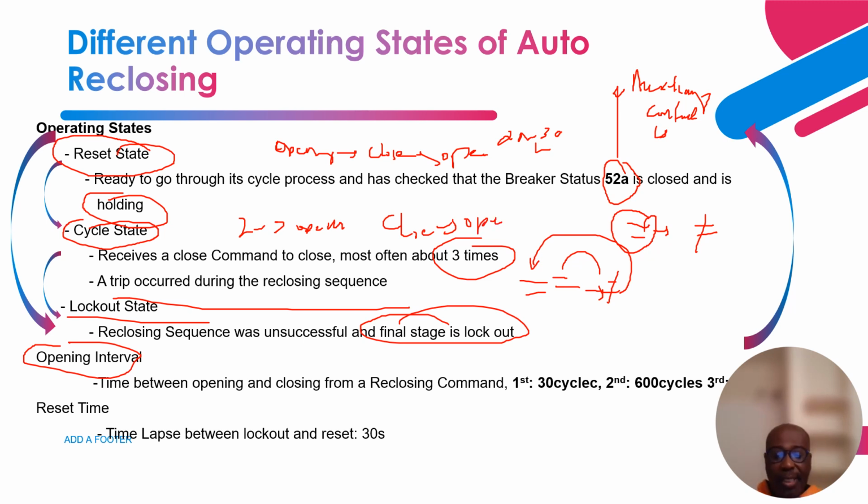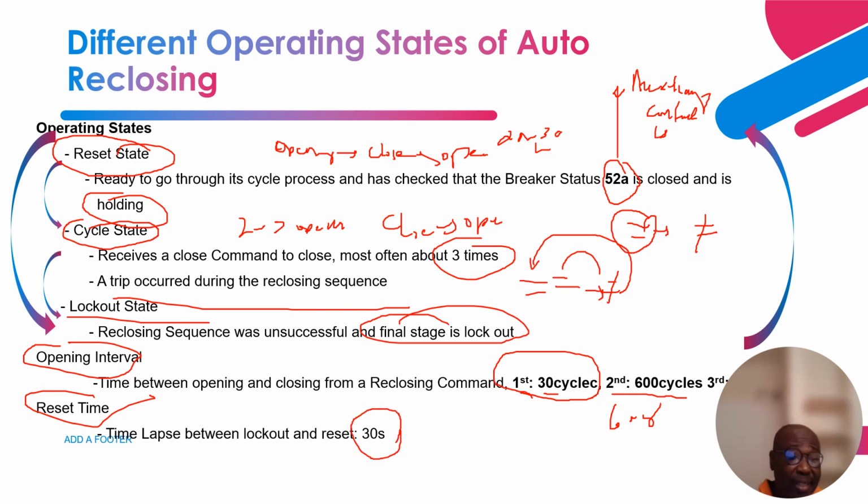And these are the times that are allowed, right? Okay, so the first open and close is 30 cycles. The second one, 600 cycles. And the third one is about 600 cycles. Reset time. Okay, so once the recloser locks out, it needs to be reset to its original state, and it requires 30 seconds to allow the reset.